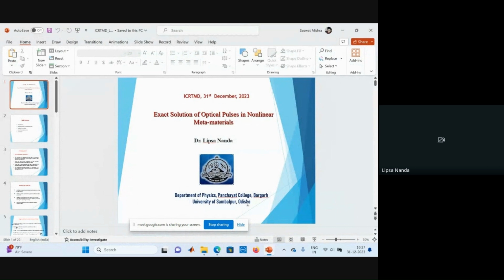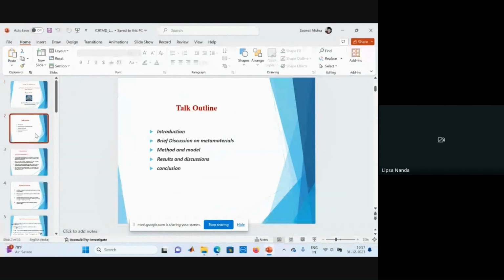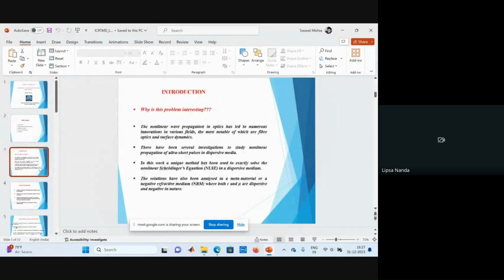The title of my talk is Exact Solution of Optical Pulses in Nonlinear Metamaterials. The outline of my talk is as follows. First, I'll talk about the introduction, then a brief discussion on metamaterials, then method and model, the results and discussion, and finally the conclusion.